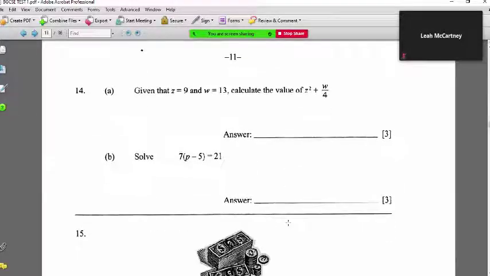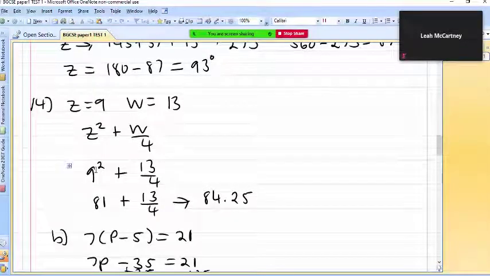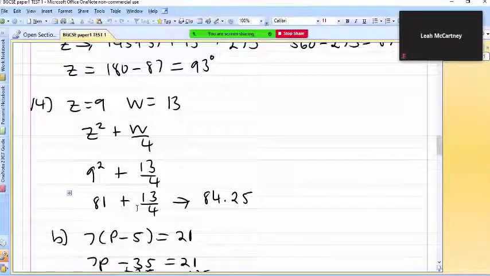Okay, so 14, given that z equals 9, w equals 13, calculate the value of z squared plus w over 4. This is pretty straightforward. Z squared, meaning that 9 times 9 gives me 81. I think I did this one here, yeah. Z squared, 9 squared is 81, plus w over 4. W is 13 over 4, and we just add those two together. Okay, and you could do that with your calculator. 81 plus 13 over 4.